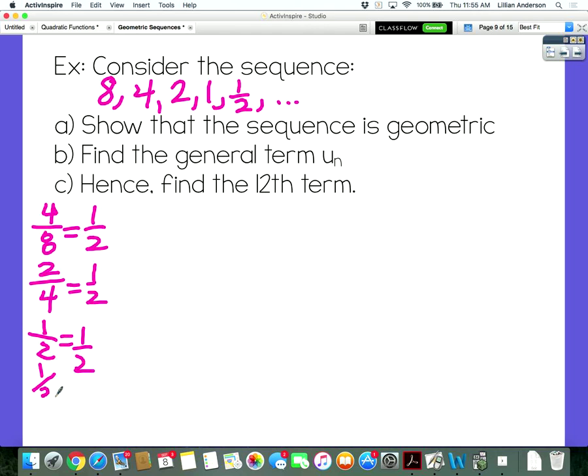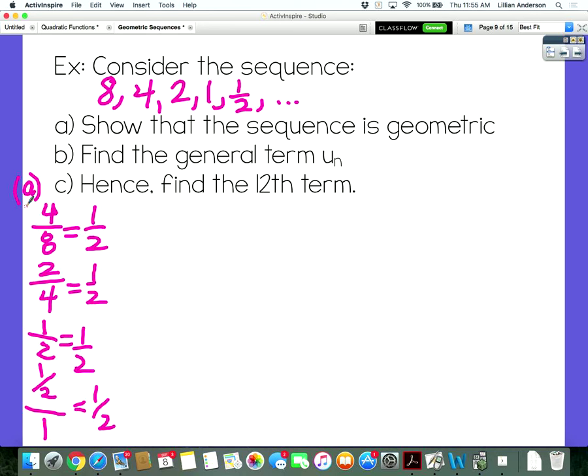And then your fifth divided by your fourth. What is that? You have a fraction within a fraction. That's still 1/2, okay? The common ratio is the same between all of your terms. So there you go. That is part A. That is how you show that something is geometric.